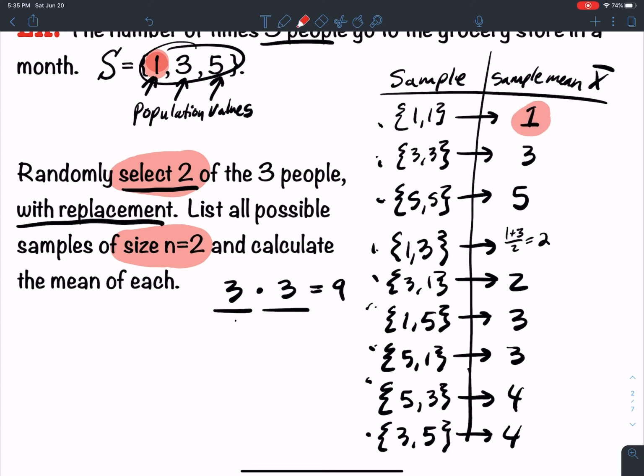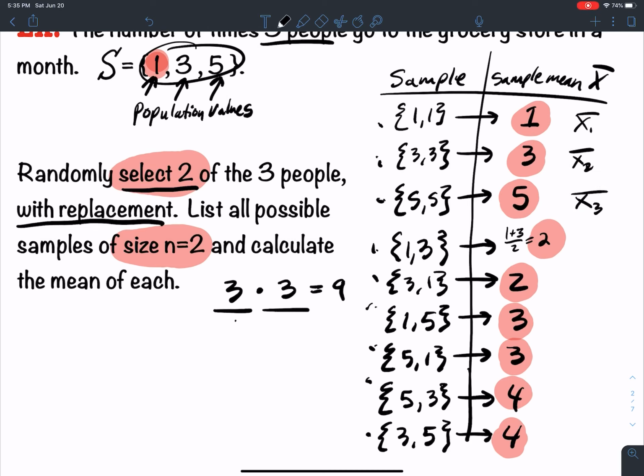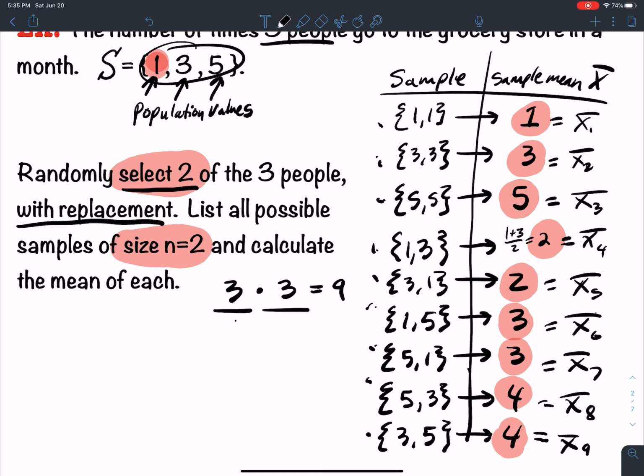So these are my averages. These are the values. If you want to say X bar 1, X bar 2, X bar 3, X bar 4, X bar 5, X bar 6, X bar 7, X bar 8, and X bar 9. Those are all the sample means from randomly selecting 2 out of 3 people. Okay, and we're drawing with replacement.